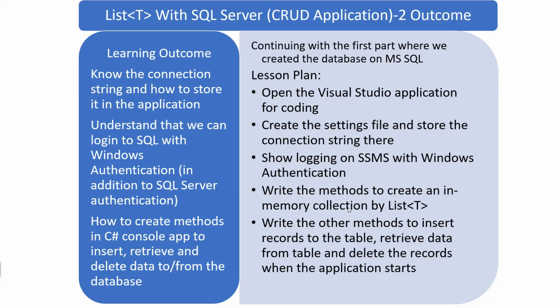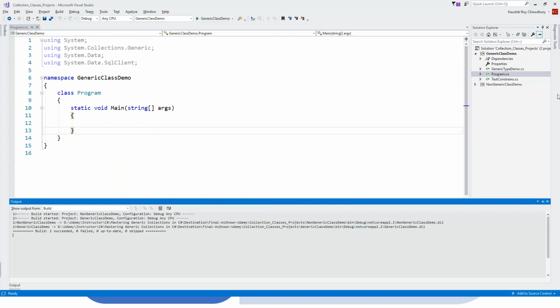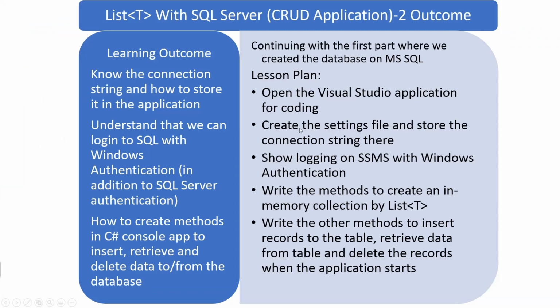So basically, flipping over to Visual Studio. Now here I'm going to continue working on the generic class demo project on this collection classes project solution. And here, first of all, I will have to create, if you go back to the learning outcome, know the connection string and how to store it in the application.